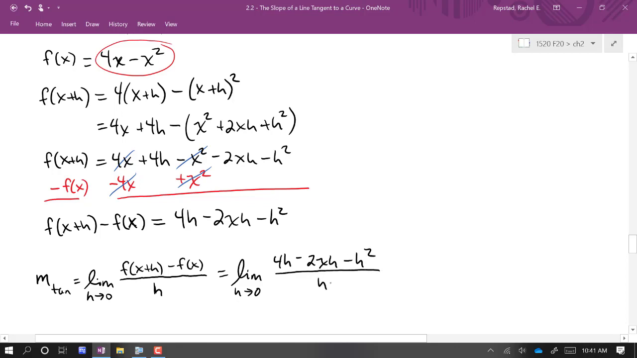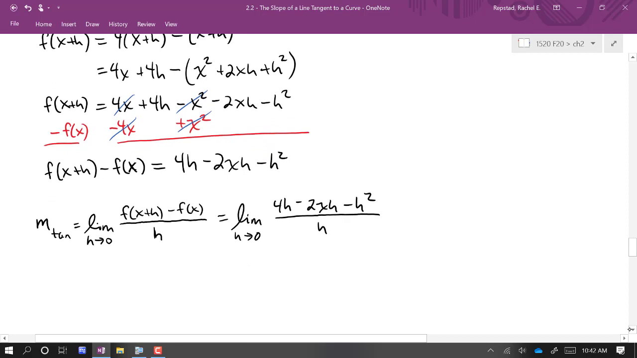Now take a look at this limit that we have now. Note that in the numerator every term has a factor of h. That's a very good sign. And when you're setting up this limit and your function is a polynomial, it will always be the case that every term has a factor of h right here. And if it doesn't, then there's probably an algebra mistake earlier on, and we should find it.